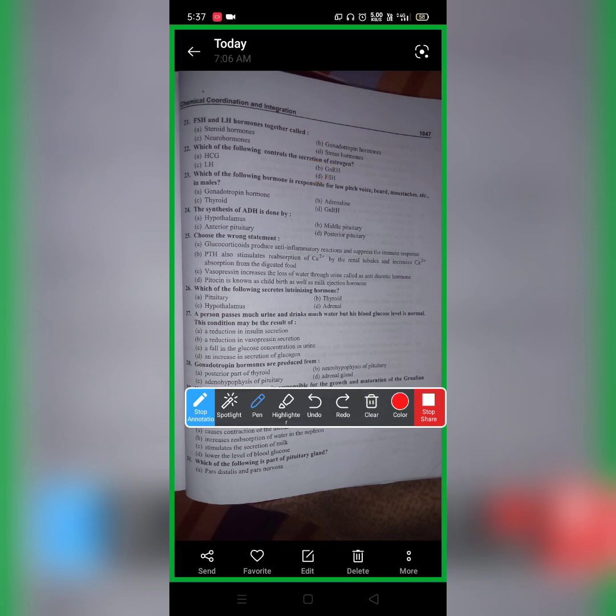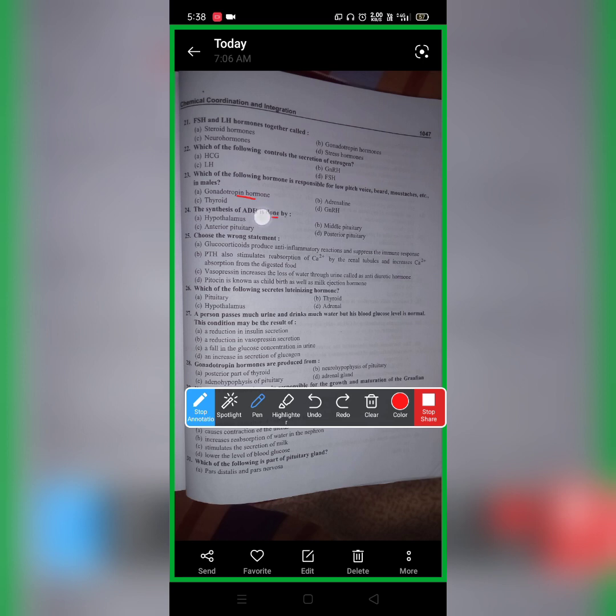Which of the following hormones is responsible for low pitch voice, beard, and mustache in the case of male? Is it gonadotrophin hormone, adrenaline, thyroid hormone, or gonadotrophin releasing hormone? The answer will be gonadotrophin hormone, that is your LH. LH will help in synthesizing androgen. Androgen is what is important here, but indirectly they are asking, so your answer will be gonadotrophin hormone.